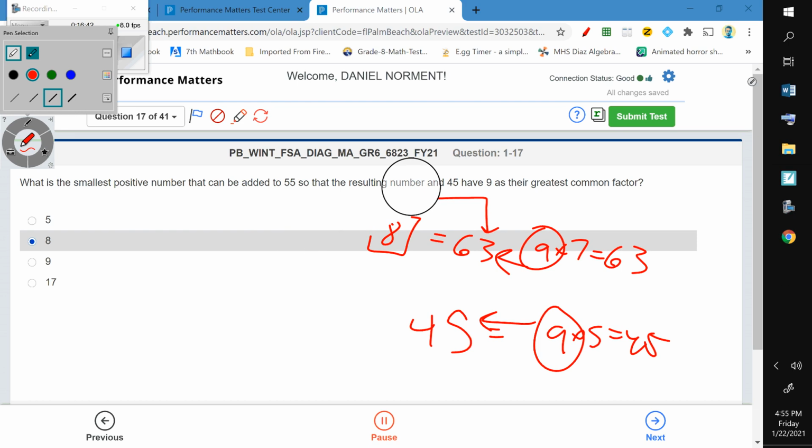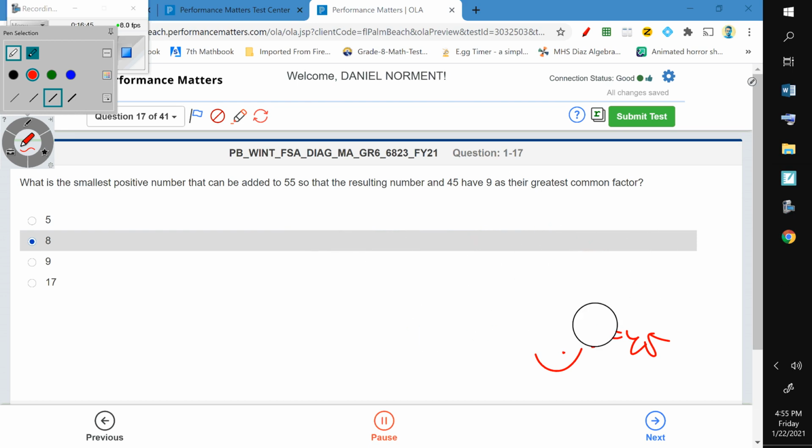That's kind of a think outside the box question, which is kind of hard to understand, but the answer is 8. I just proved it. That was number 17. I'm going to go straight to number 20 now.